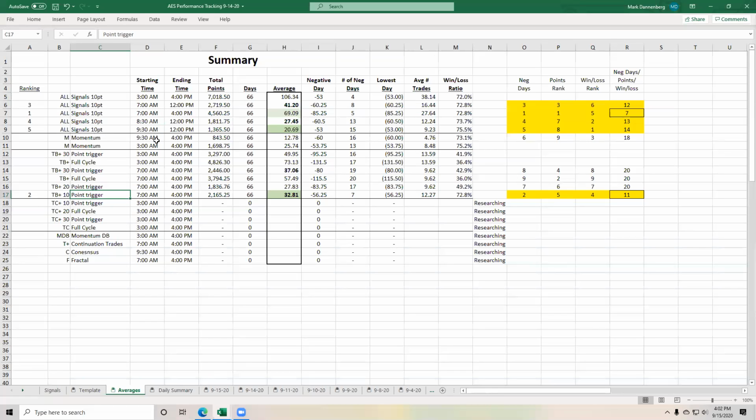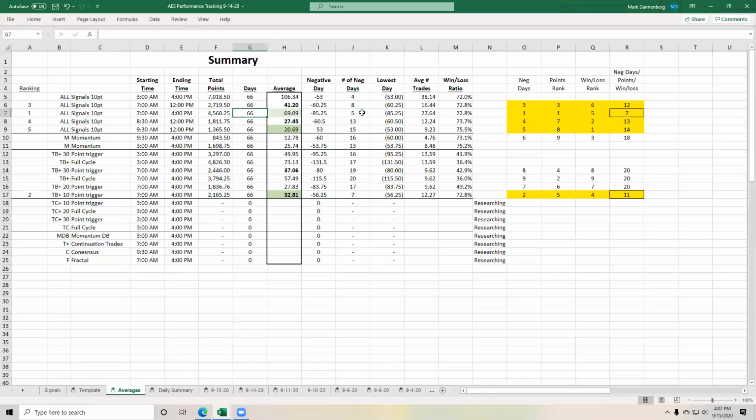So we take a look at a variety of categories. We've got several that we're still in the process of researching, but the ones that we have reasonably well established data on, we stack rank. The number one category for the lowest number of negative days is trading from 7 to 4, all signals. So if you decided you wanted to trade from 7 to 4 Eastern, trading all signals, there have only been 5 losing days out of 66 trading days.